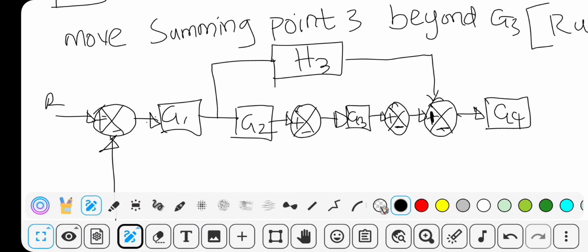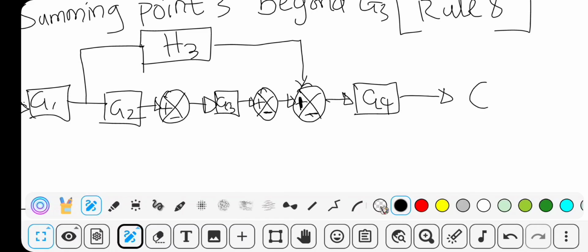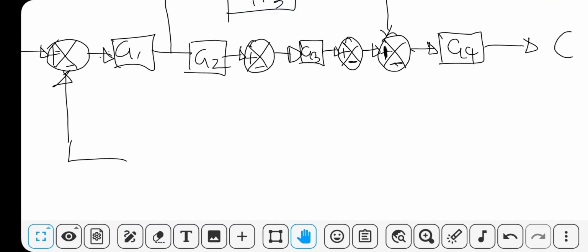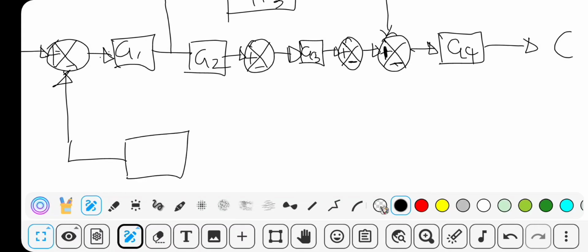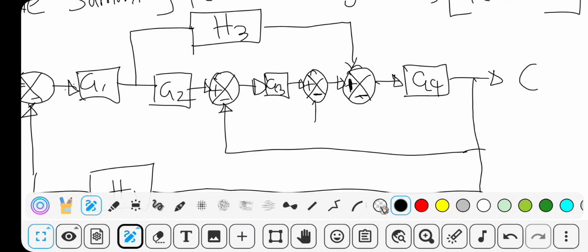Then this is G4, this is your H1, this is your H1, this is your unity feedback loop, and this is your G3 H2 feedback.